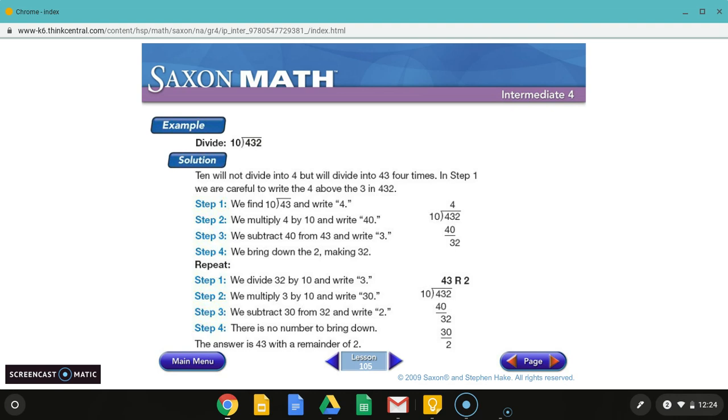Notice that the remainder is the last digit of the dividend. That's interesting. When dividing by 10, there will be no remainder if the last digit of the whole number dividend is 0. So if the last digit here is a 0 instead of a 2, there will be no remainder. And we know how to check it by multiplying 43 times 10 and adding 2.